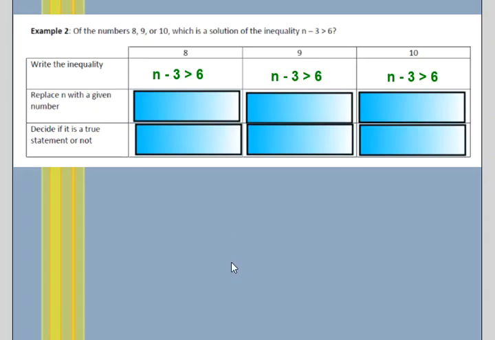Okay, example 2. First of all, I want you to copy the inequality that they give you. n minus 3 is greater than 6. Copy that in the top box. And then I want you to substitute the values that they give you of the numbers 8, 9, or 10, which is a solution. You're going to solve those to see if 8 works, if 9 works, and if 10 works. When I say if it works, does it make it true or not true? So pause the screen, give these a shot, and then turn it back on when you're ready to check.